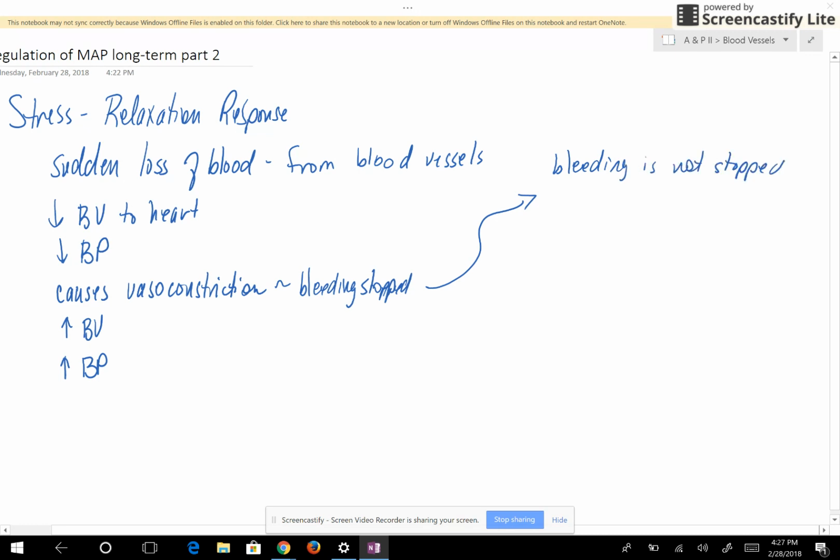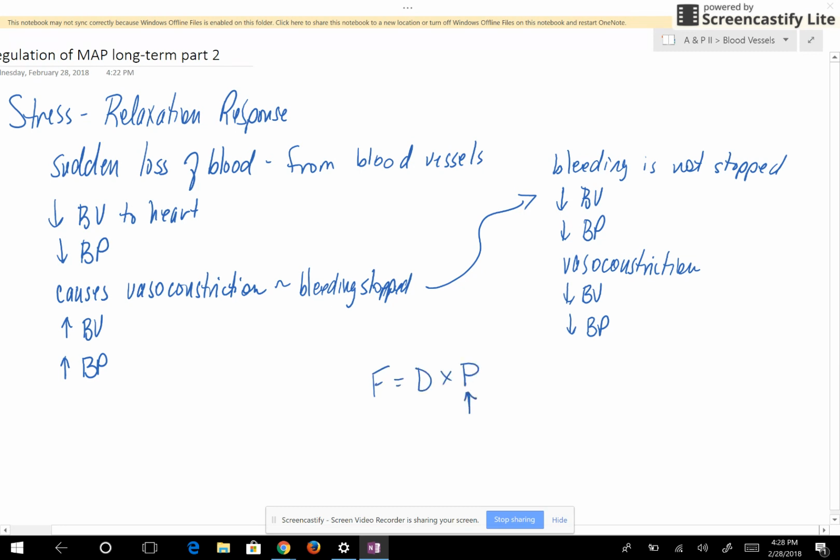However, if you want to do another sign over here and say the bleeding's not stopped. If the bleeding is not stopped, then it's going to continue to decrease the blood volume, which is going to further decrease the blood pressure. This will again cause vasoconstriction. But once again, it's going to eventually cause a lower blood volume going to the heart and a lower blood pressure. Remember that force equals diameter times the pressure.